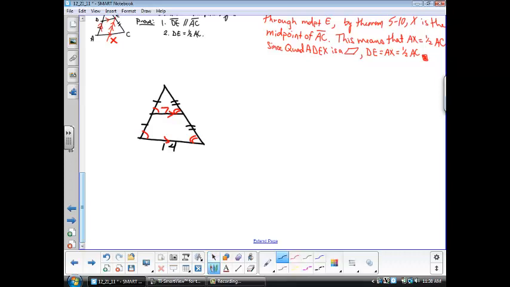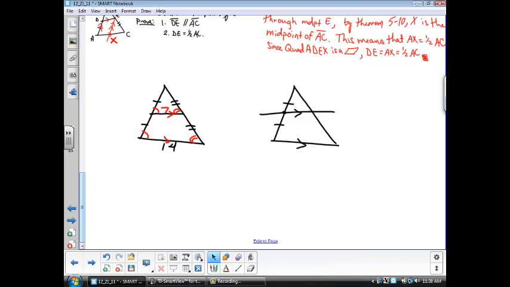We also know that if we have a triangle where we have one midpoint and a line that's parallel to another side, that if this length right here is 8, then this will also have to be 8, because that line has to pass through the midpoint of that third side.